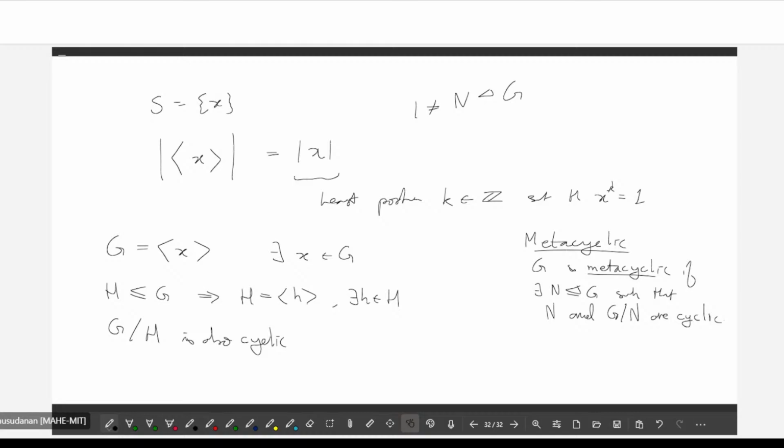Why not? Suppose it. What is the order of G by N? In this case, yes, but it is less than G. What is the order of N? Also less than G. But G is smallest.